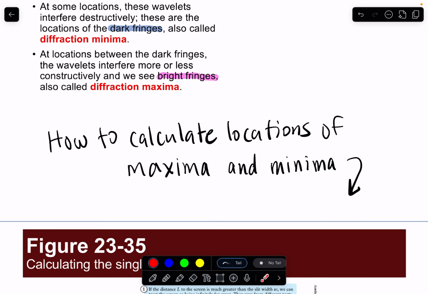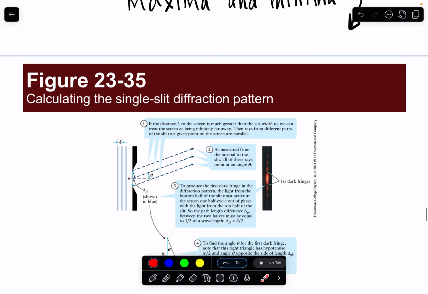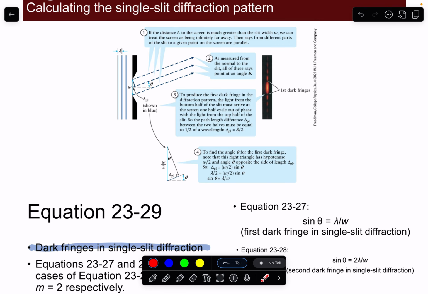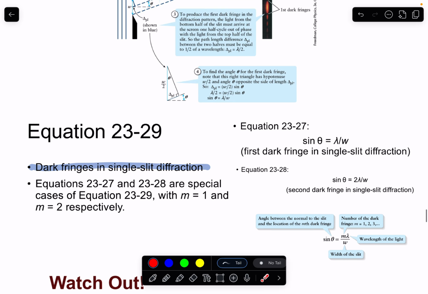So how do we calculate the locations of the maxima and minima? Here's our little geometry setup, and I'm going to spare you the derivation. We can calculate the path length difference, and when we do that, the path length difference ends up being equal to W sine theta. What we see is that the dark fringes are going to be equal to an integer number of wavelengths. For single slit diffraction, instead of calling it D, we call it W for the width of the single slit.